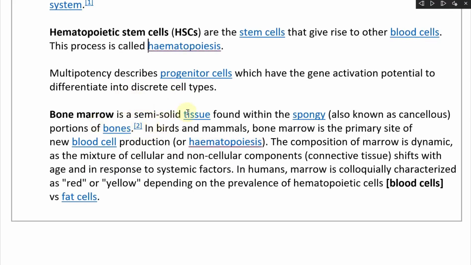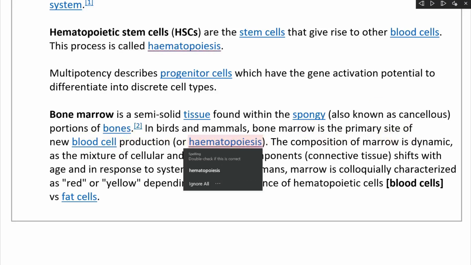So bone marrow is a semi-solid tissue found within the spongy, also known as cancellous, portion. See the pronunciation here? Cancellous. Let's try that again. Cancellous. Okay, cancellous portion of bones. In birds and mammals, bone marrow is a primary site of new blood cell production, or hematopoiesis. See this again?